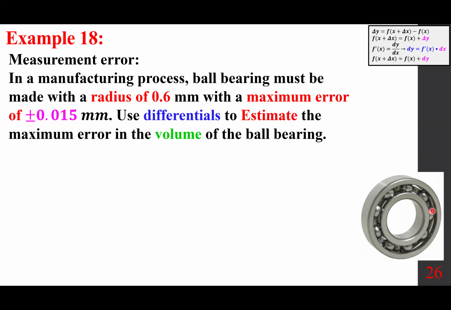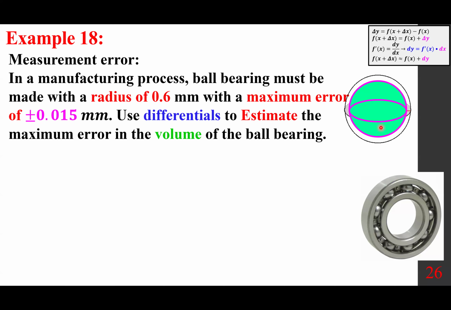So first, let's understand what's happening. These are ball bearings, and we want them to have a radius of 0.6. If it's a little bit more by this much, 0.015, it still works. If it's more than that, it gets stuck. If it's a little bit less, that means subtract this amount, it still works. If it's too much, then it's way too loose and it falls off. So this is what we want. And again, by the way, the volume of a spherical shape, we should know it's 4/3 pi r cubed.